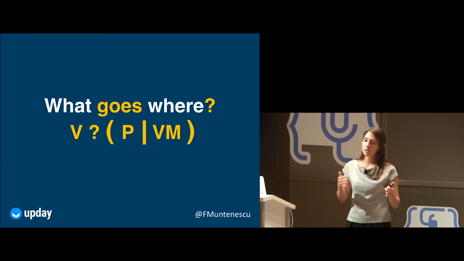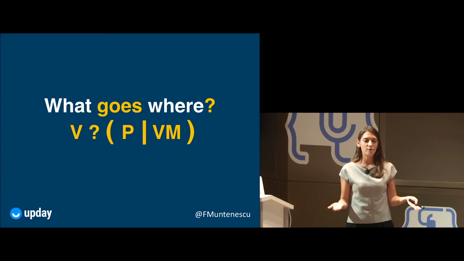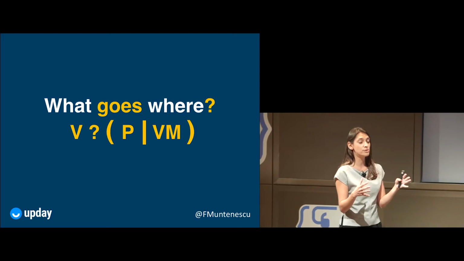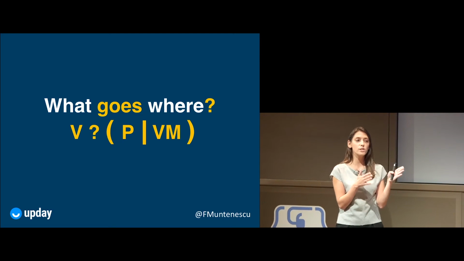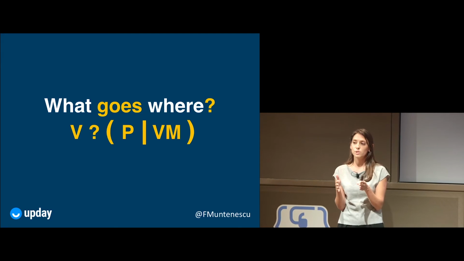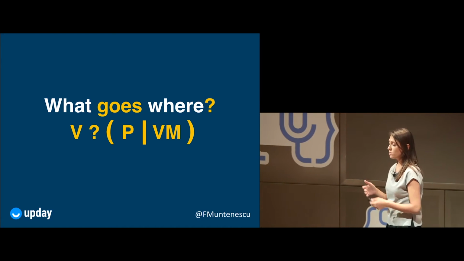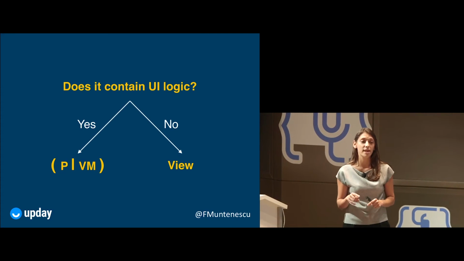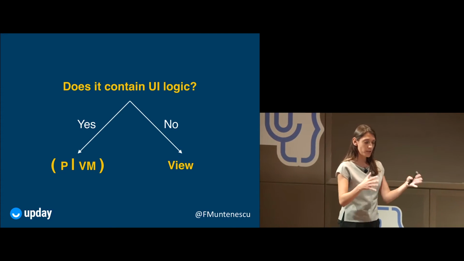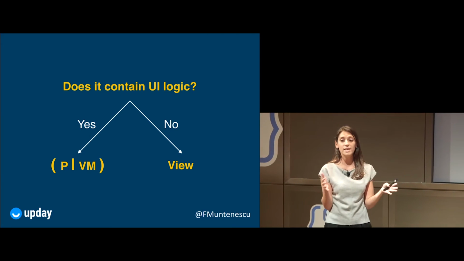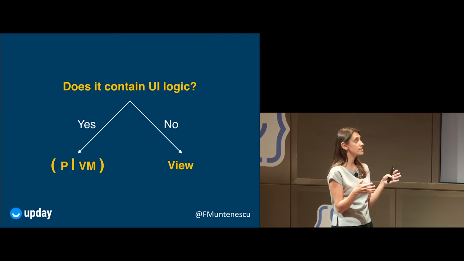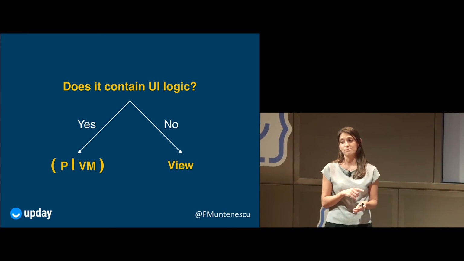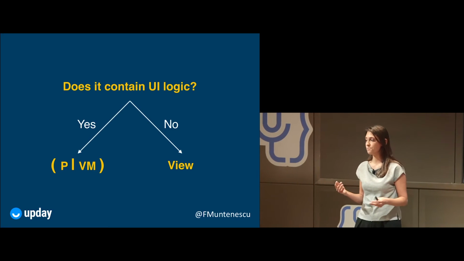But then, when you're creating those presenters and view models, how do you decide what goes where? So let's say that you have some piece of code that you need to implement. How do you decide what goes in the view and what goes in the presenter or the view model? Well, actually, the testability of MVP and MVVM helps us with answering this question. So just think about that piece of code that you need to write. Does it contain any UI logic? If yes, definitely it needs to go in the presenter or the view model because it needs to be tested. If not, just put it in the view.